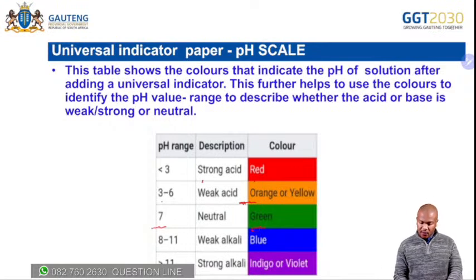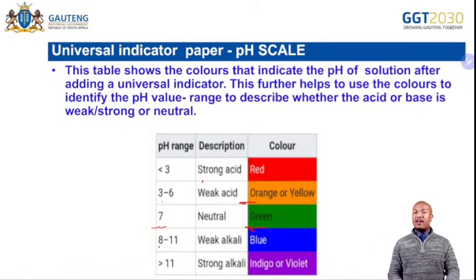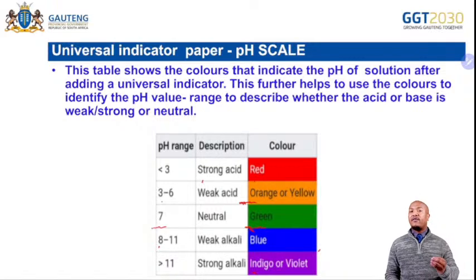Moving on, from the universal indicator again, going above 7. On pH 8 to 11, you find weak bases with the color blue. Then from 11 going all the way to 14, you find your strong bases which have the color indigo or violet.